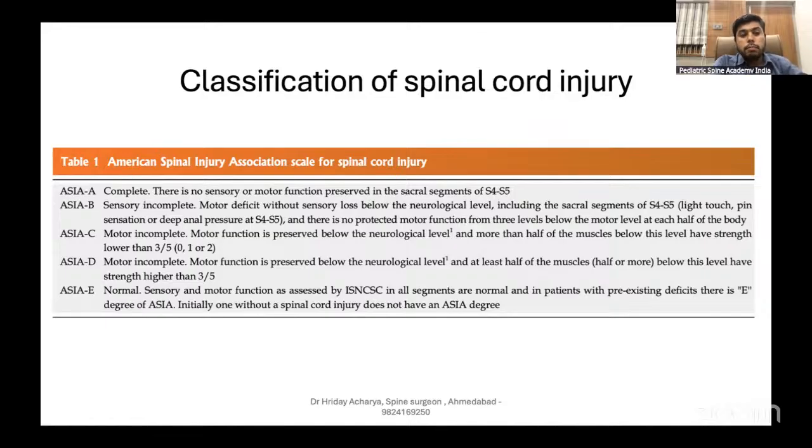Asia A is complete. There is no sensation or motor involvement. B is sensory incomplete. That means there is some sensations that are preserved. C is motor incomplete, which means that there is power which is less than 3 in the region below the level. D is motor incomplete, where there is power which is 3 or more than 3. And E is normal neurology.